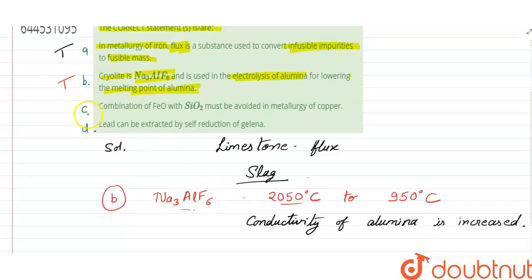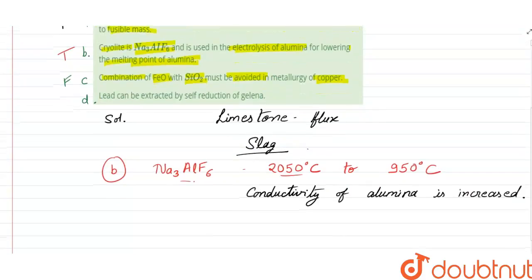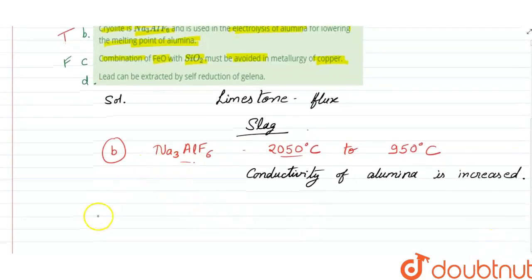Now let's look at the third statement given here, that is, the combination of FeO with SiO2 must be avoided in the metallurgy of copper. But that is a false statement. Let's see how. This statement is false. If we are looking at the metallurgy of copper, then copper pyrite is used as an ore for obtaining copper. Then in this the iron is present as an impurity, and for removing this impurity, what happens?